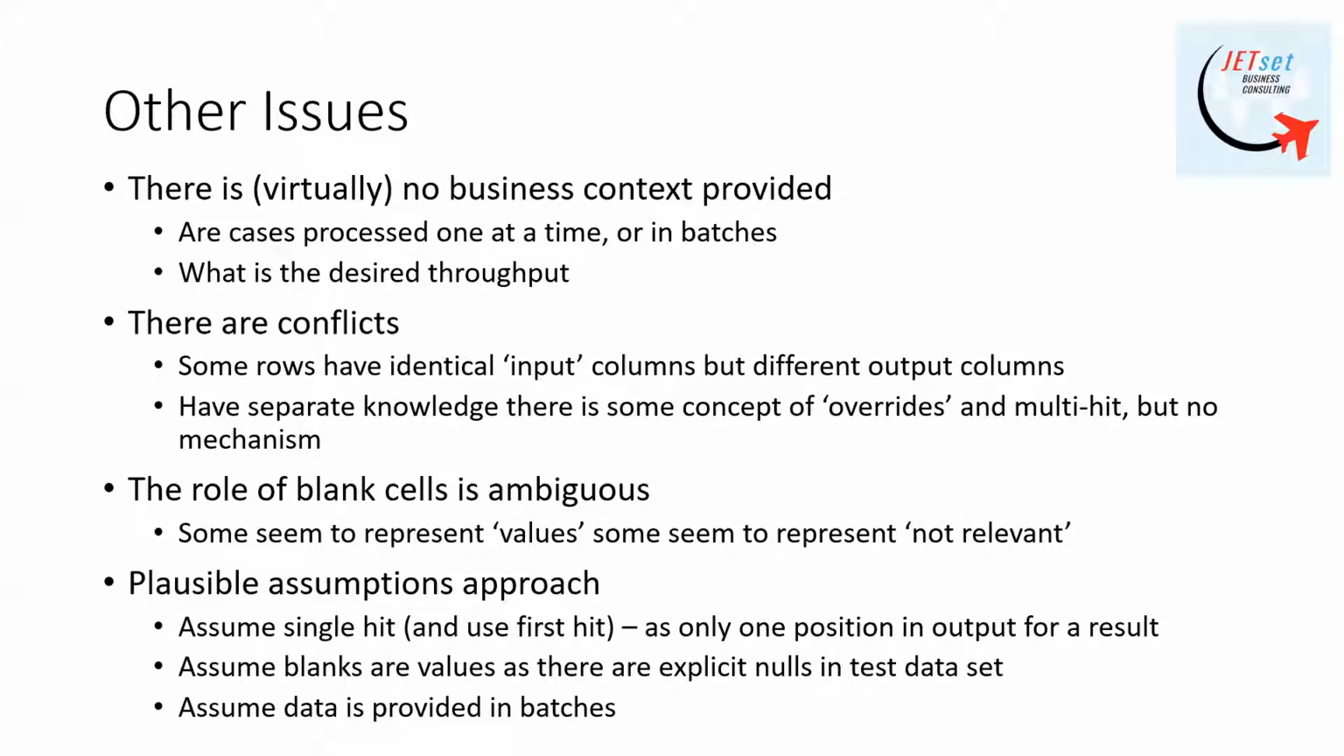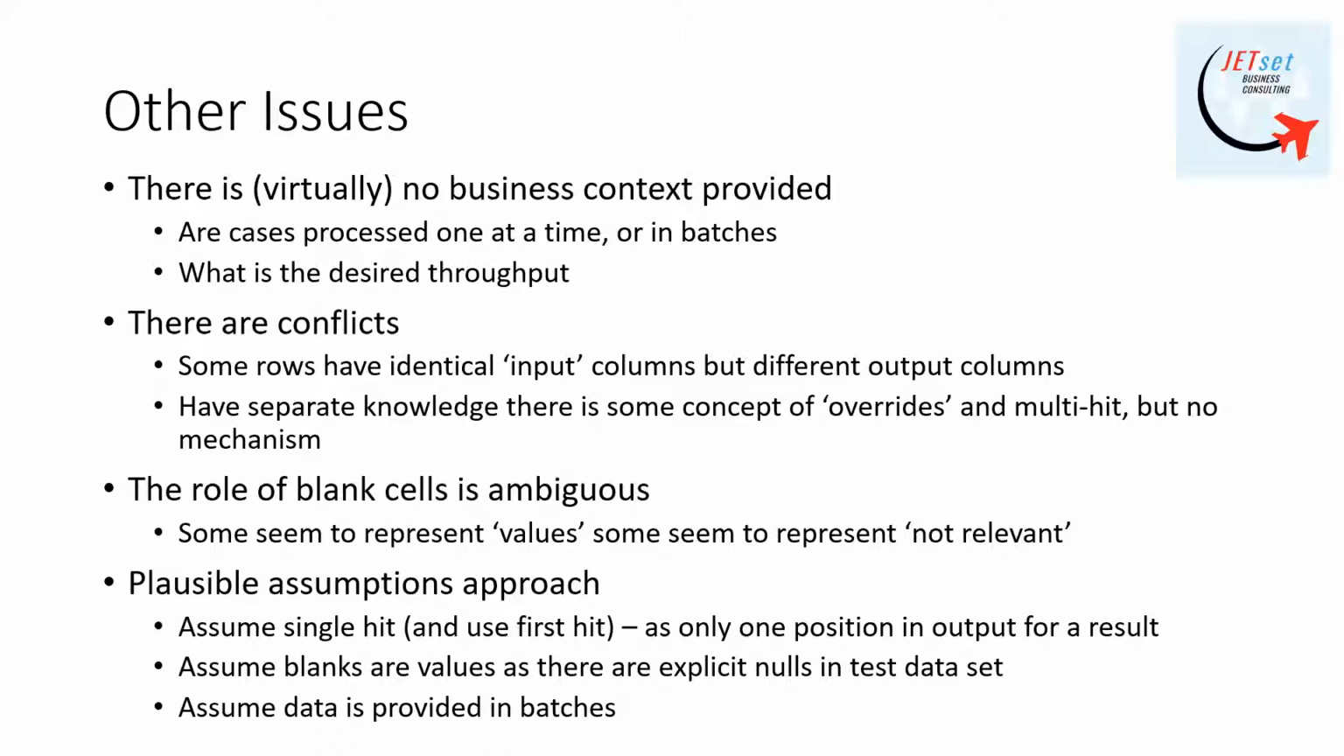And it came out that the idea of these conflicting rows was there was some concept of overrides and some concept of the table being multi-hit, but we're not given any mechanism for this within the challenge. And also the role of the blank cells is a bit ambiguous too, because some of those blank cells seem to represent values, whereas blank cells in a decision table conventionally mean the value for this attribute is not relevant for this particular rule. So one needs to make some sorts of assumptions in terms of actually trying to build a solution.